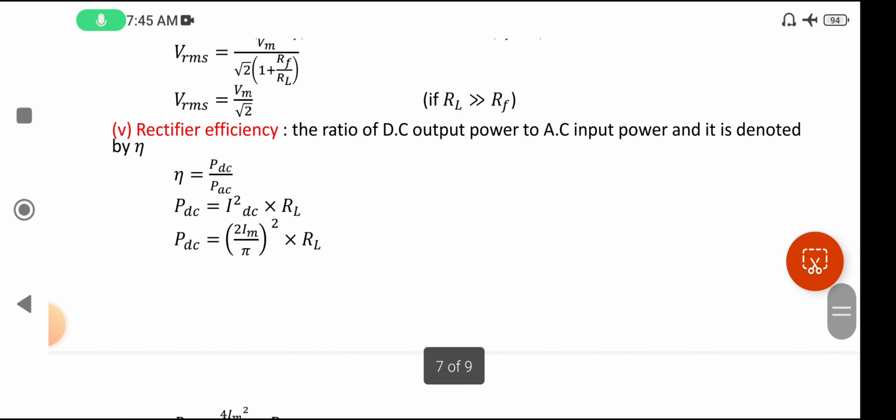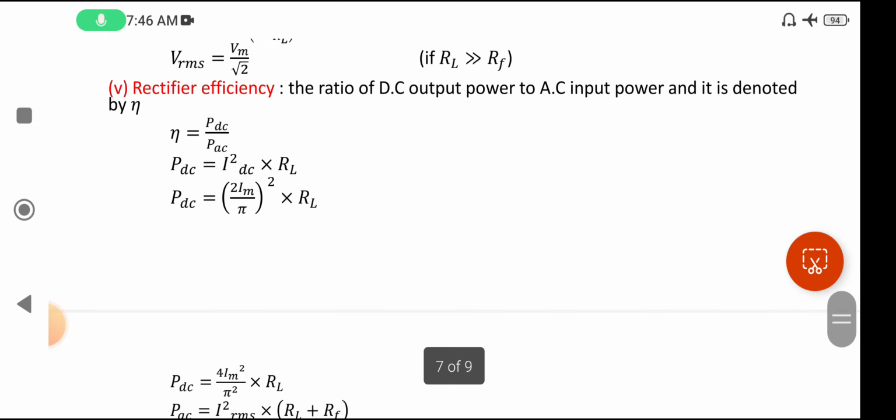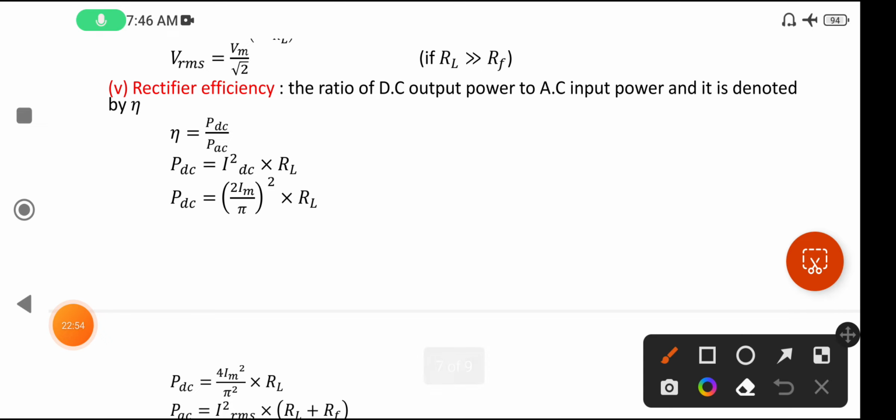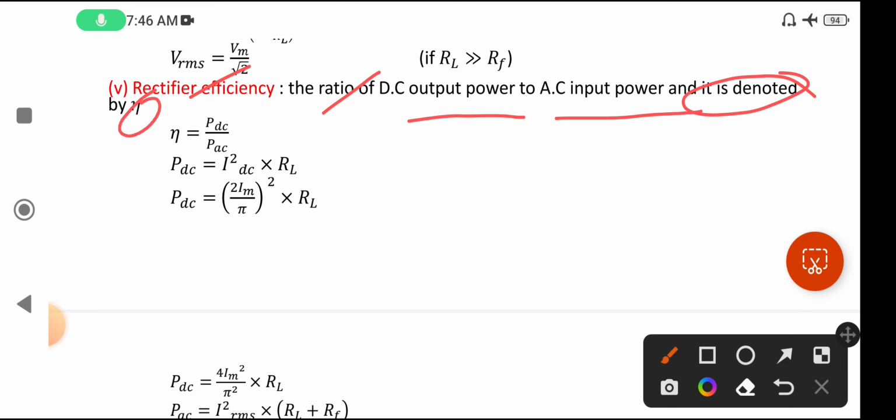So like this we have calculated DC voltage, DC current, AC voltage and AC current, that is RMS current. Okay, now power we have to calculate by taking the above formula. Rectifier efficiency is defined as the ratio of DC output power to AC input power. It is denoted by Eta. Efficiency is output DC power by input AC power.